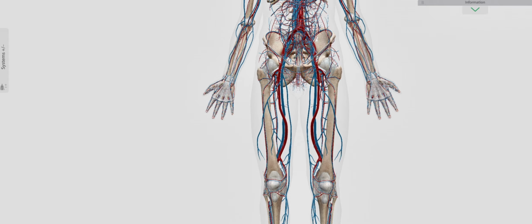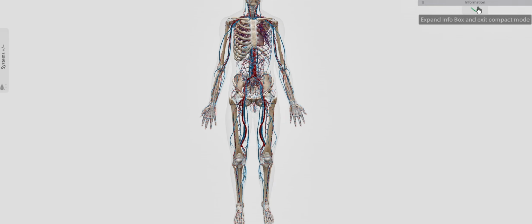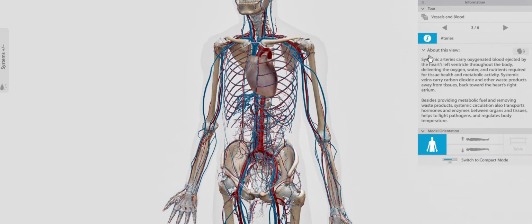The connection between these two systems, the arteries and the veins, takes place in the capillary network.